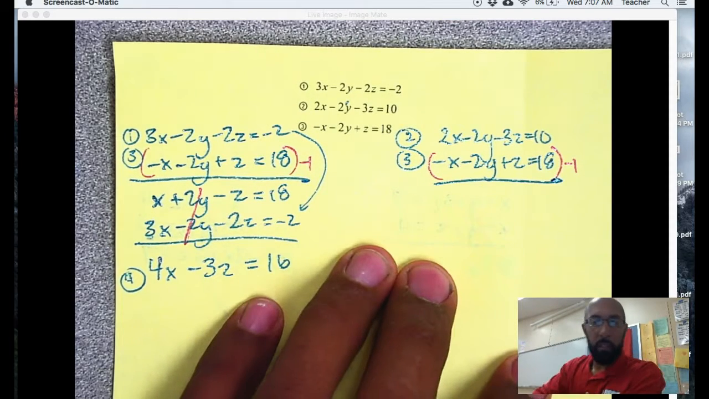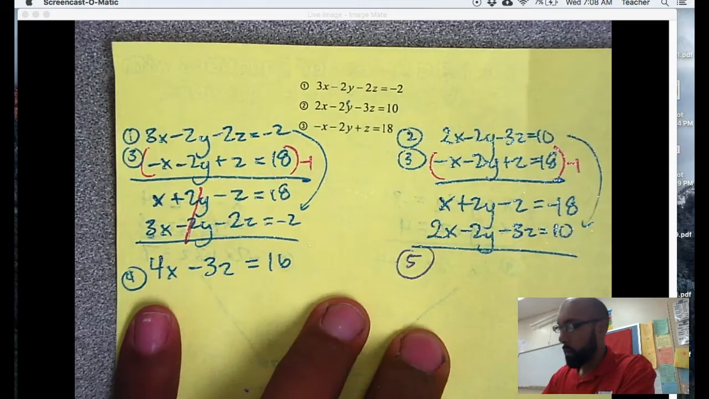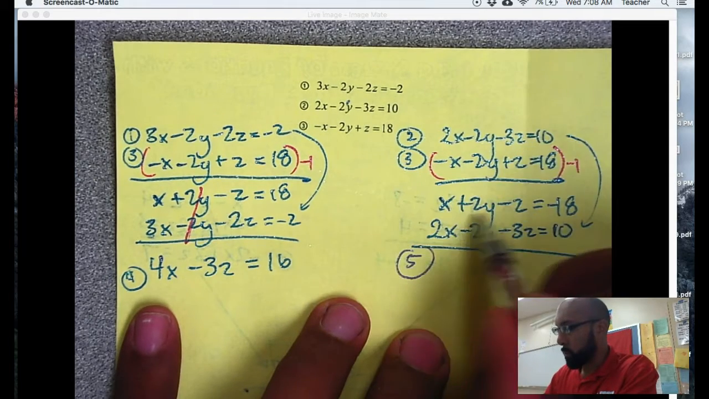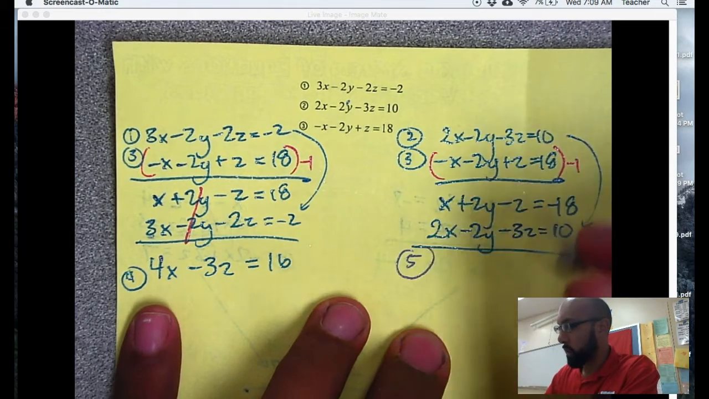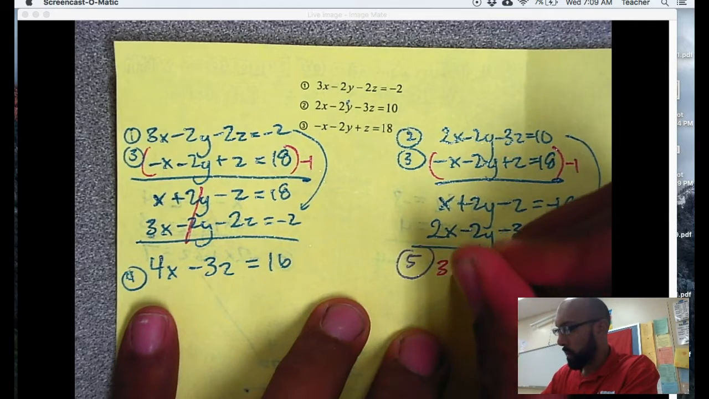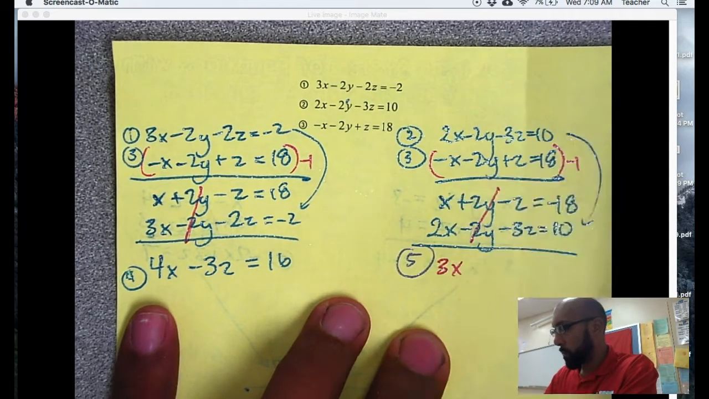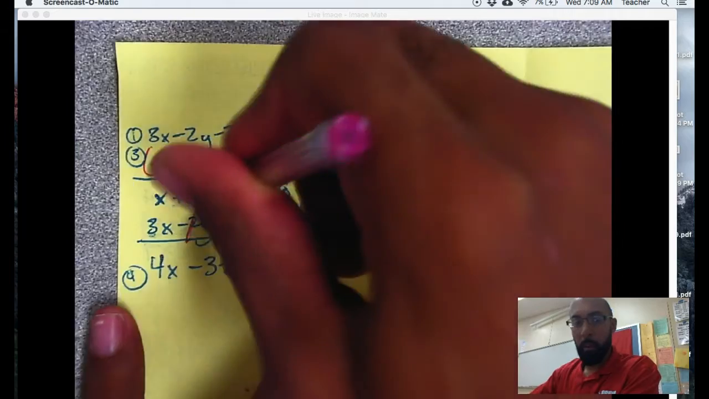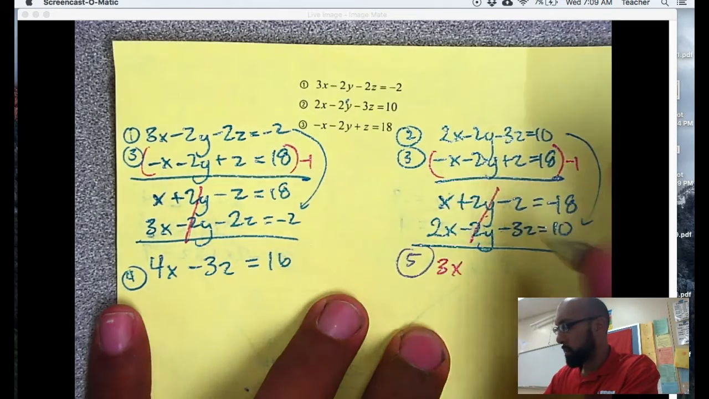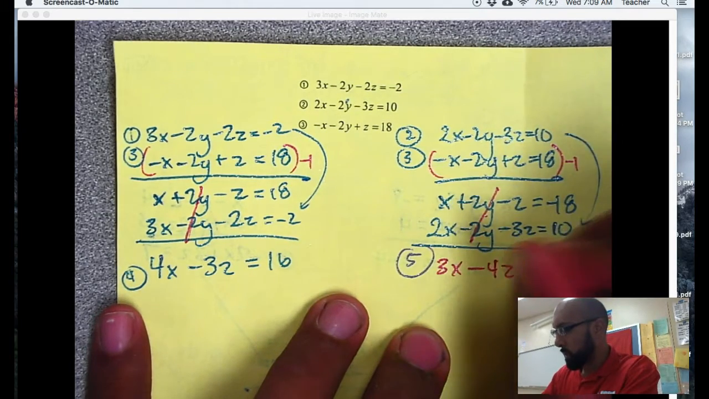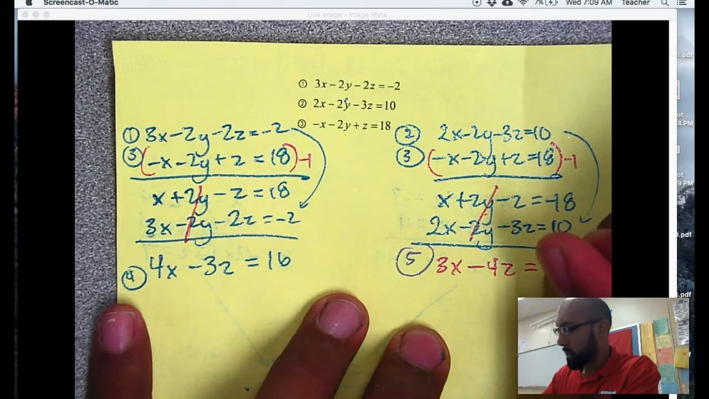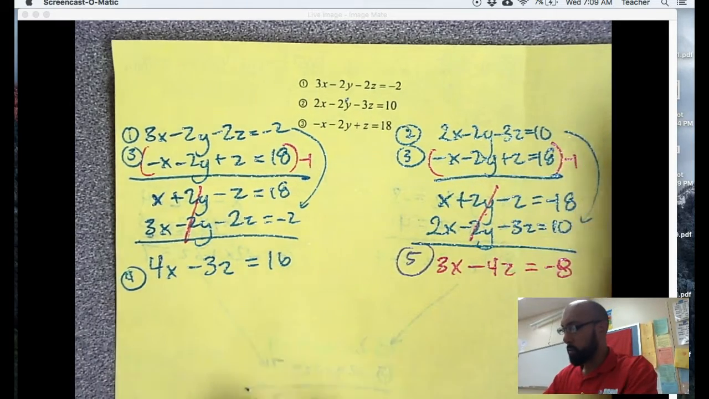Okay, I'm going to pause the video and let you guys work that step out. Notice I brought down the other equation. Here's the new one after I changed it with -1. I have now 3x here. Eliminate the y. And remember, again, eliminate the y here, eliminate the y here. Negative z, negative 3z, negative 4z, negative 18 plus 10, negative 8. There's my two new equations.